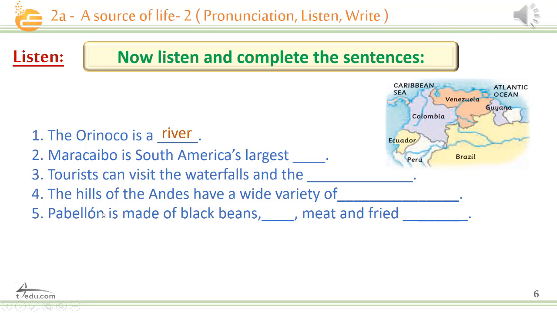So, Maracaibo and Valencia, what are they? They are, very good, they are lakes. Excellent. But Maracaibo is the largest. Very good. So it is the largest lake. Very good. Now let's see number 3. Tourists can visit the waterfalls and, let's see.